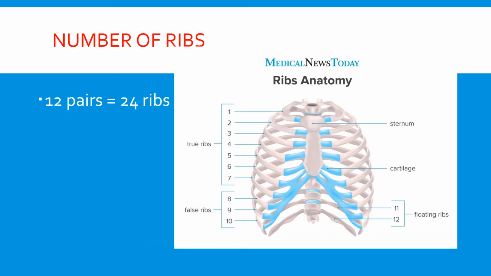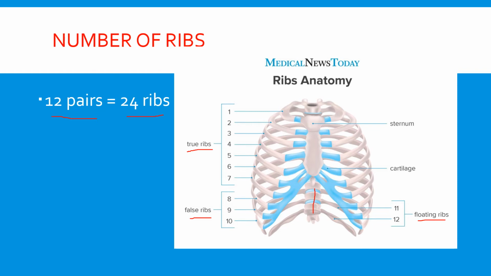Now, as we are studying the number of ribs, you have studied again and again that there are a total of 12 pairs of ribs. 12 pairs mean there are 24 ribs. The 12 pairs of ribs are present in the form of 12 left side ribs and 12 right side ribs on your body, attaching to the sternum on the front of your body, and to the thoracic vertebrae on your back. Now, as you can see in this diagram, there are different types of ribs: true ribs, false ribs, and floating ribs.